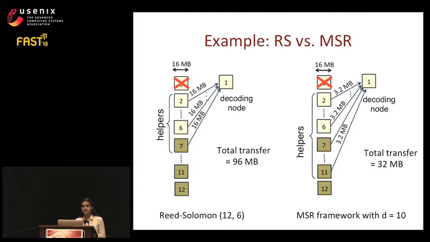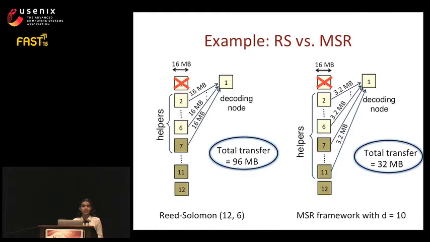However, under the MSR framework, with d, that is the number of helpers, as 10, the same reconstruction can be performed by downloading only 3.2 megabytes from 10 of the remaining 11 blocks. So the total transfer involved is only 32 megabytes.